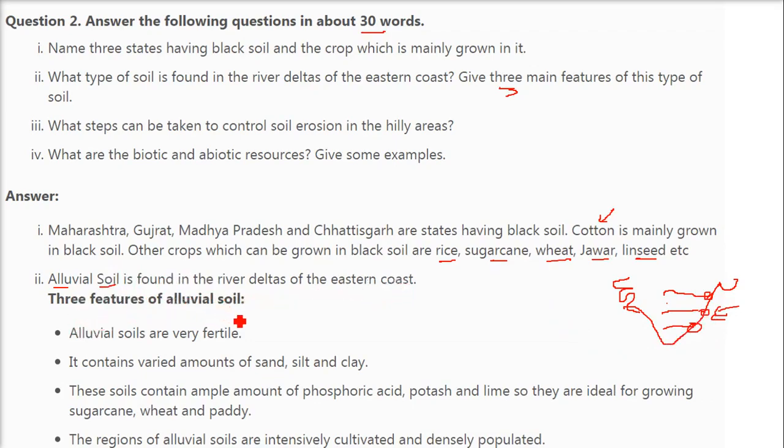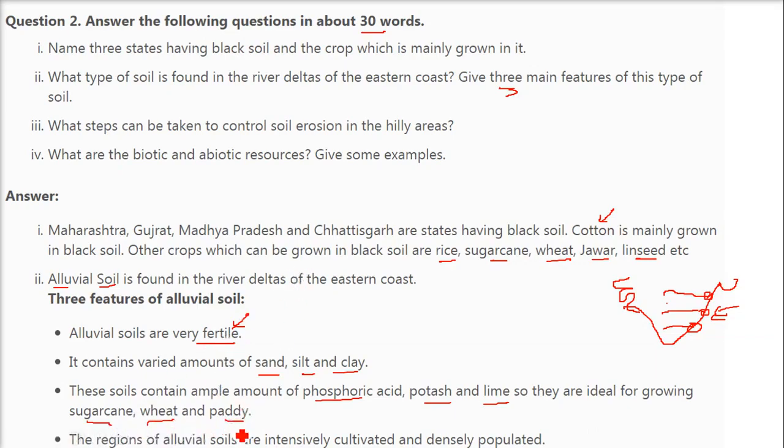And what are the main features of alluvial soil? First of all, they are fertile because they are brought and deposited by the river. They contain varied proportions of sand, silt and clay. These soils contain ample amounts of phosphoric acid, potash and lime. So they are ideal for growing sugarcane, wheat and paddy.